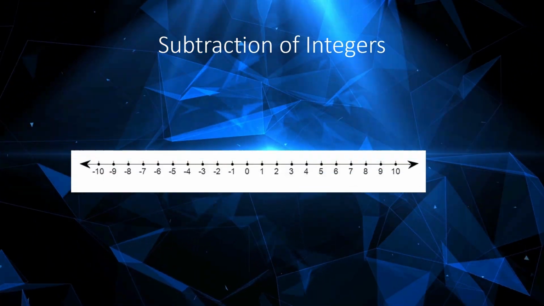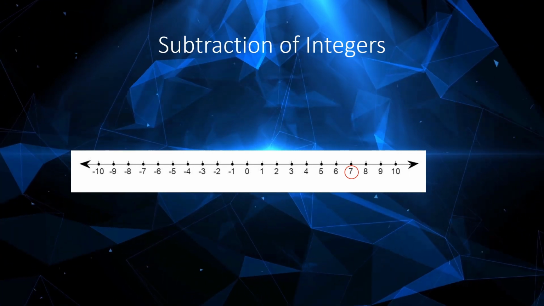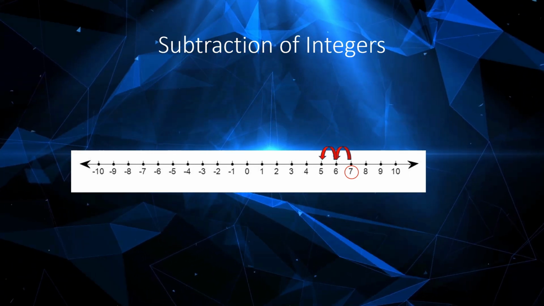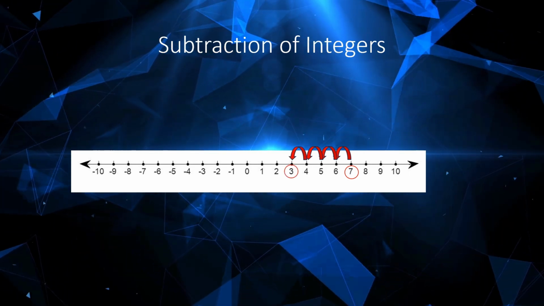We can also use a number line for this. Let's subtract 4 from 7. On the number line, start at 7 and move 4 steps to the left. So, 7 minus 4 equals 3.